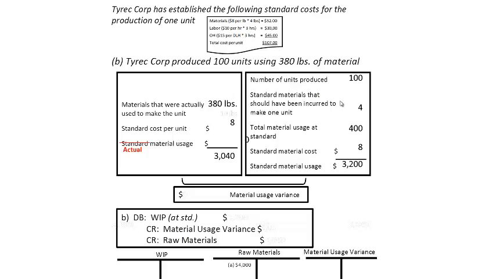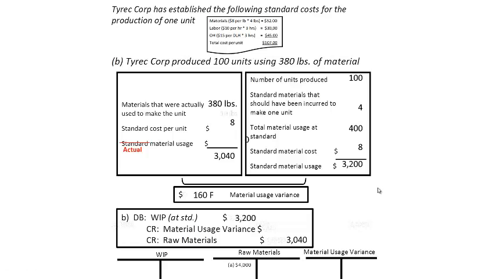We multiply that 400 pounds times the standard material cost, and it comes out to $3,200. So we compare the materials actually used at standard on the left versus the materials that we expected to use, in other words, standard materials at standard cost on the right. And we have a difference. In this case, the material usage variance is $160 favorable. We used less materials than the plans called for, and the $160 is the effect of that.